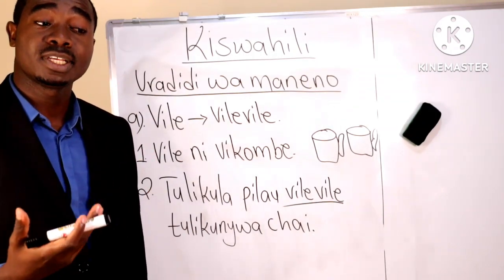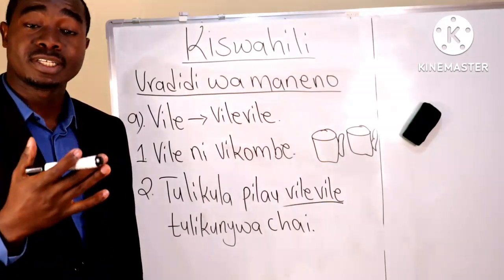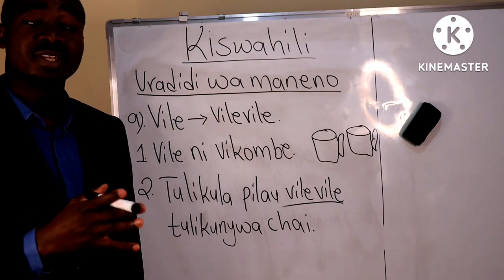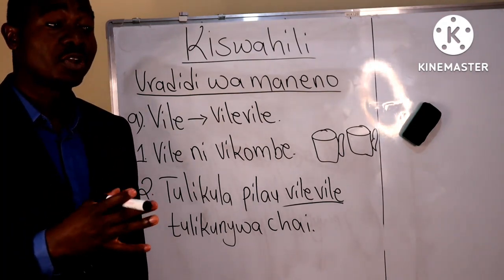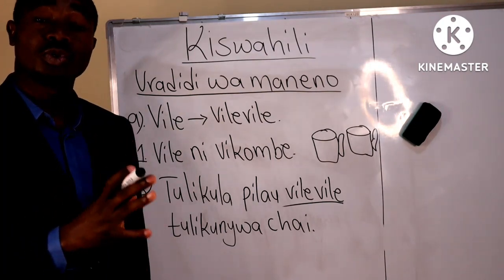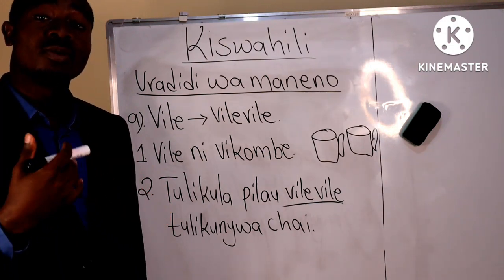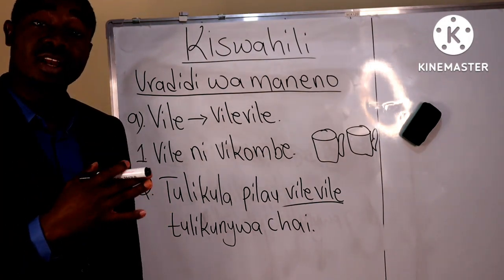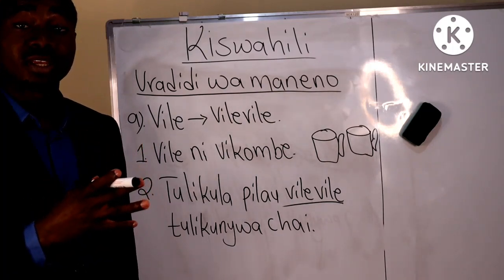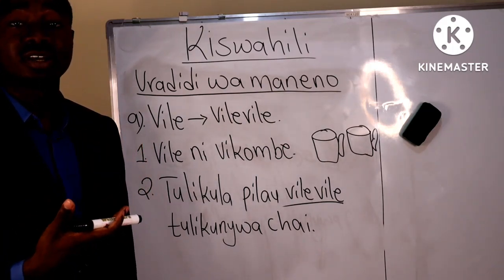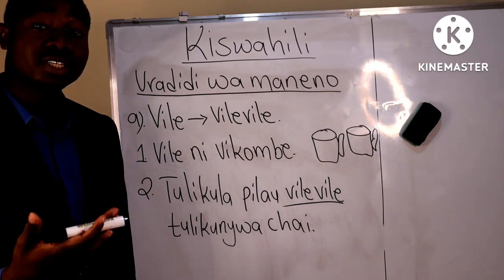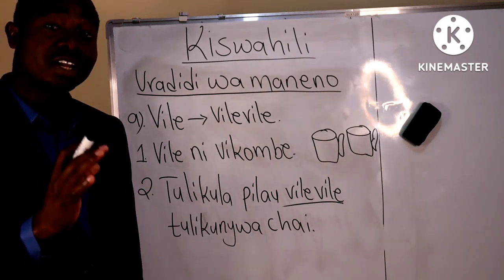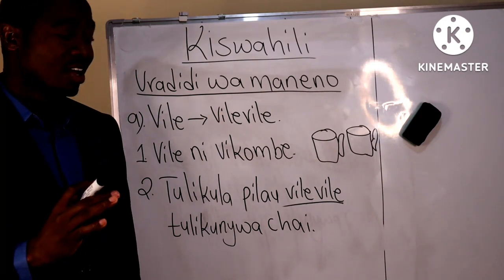For instance, you can say, mtoto anacheza, the child is playing. Mtoto anacheza cheza, it means the child is playing a lot. Or when you say, mtoto anapenda kucheza cheza, it means the child really loves to play. Anapenda kucheza, he loves playing. Anapenda kucheza cheza, he really loves to play.